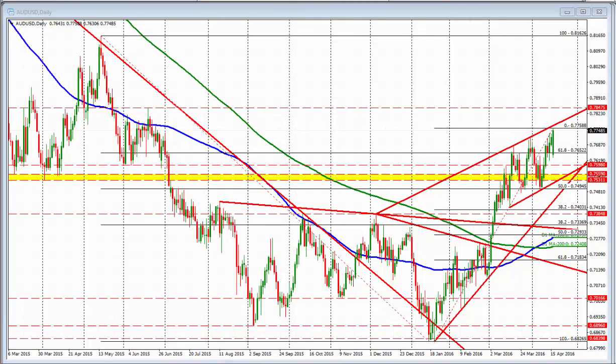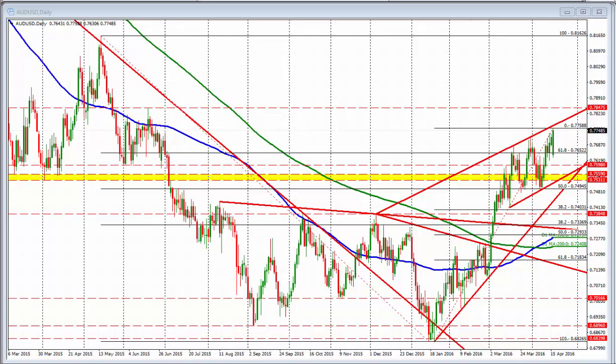So once again, we would expect that if the market should move higher above this line, we should see further upside potential, with a look toward our high price going all the way back to June of 2015, which comes around 78.47. That would be our next key target on the topside here for the Aussie versus US dollar.